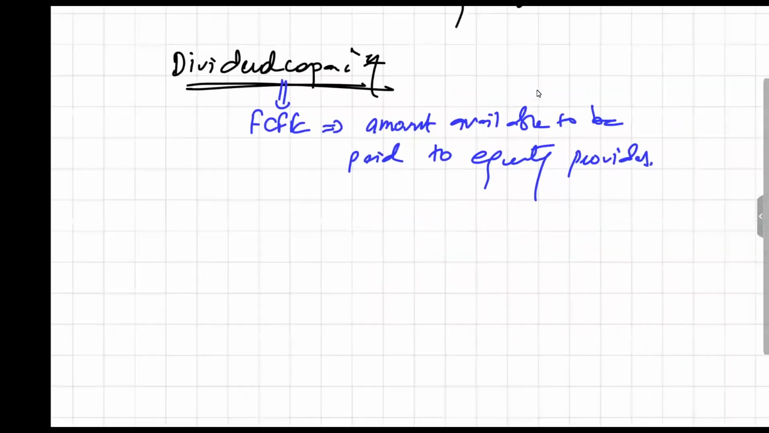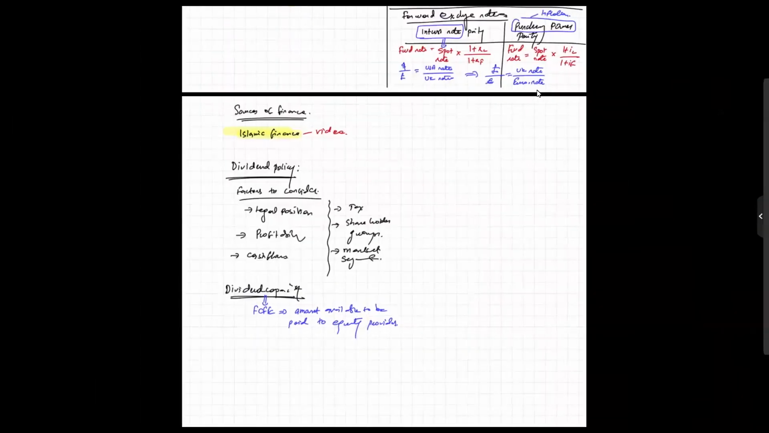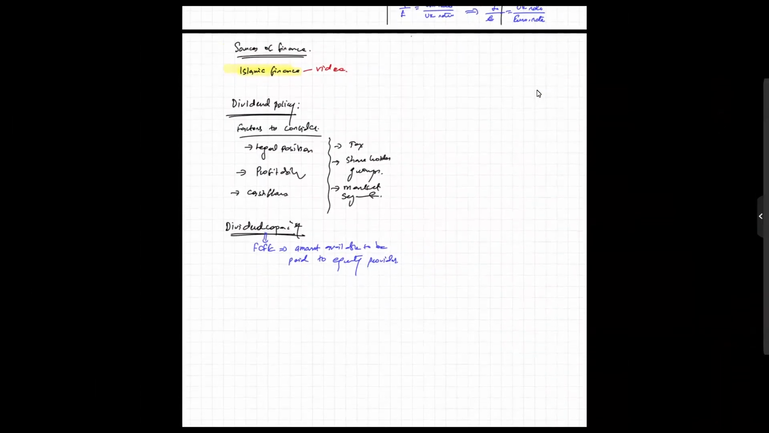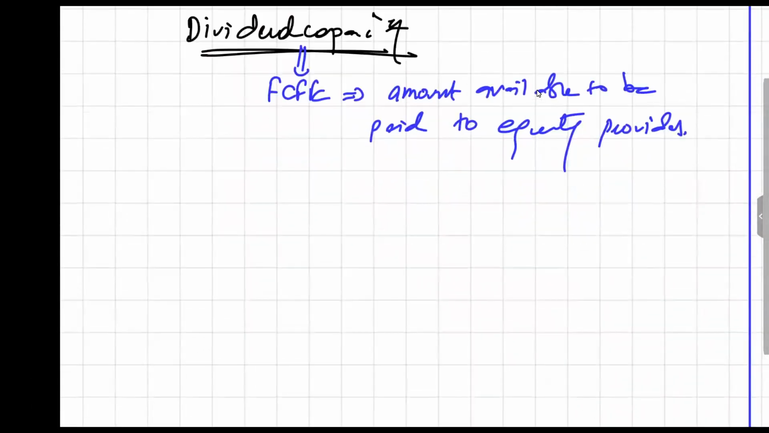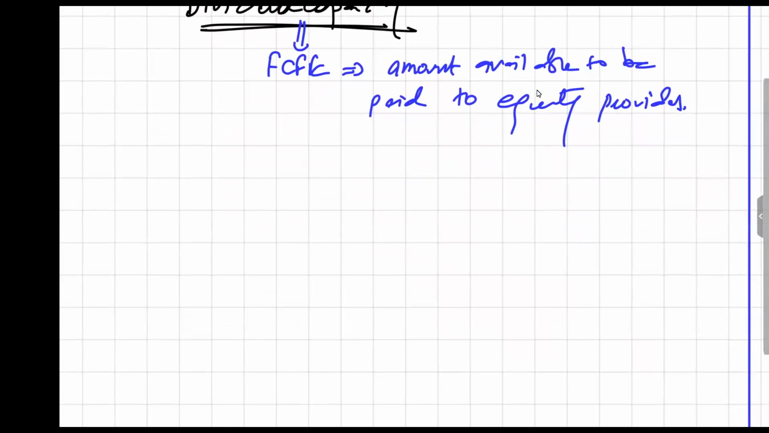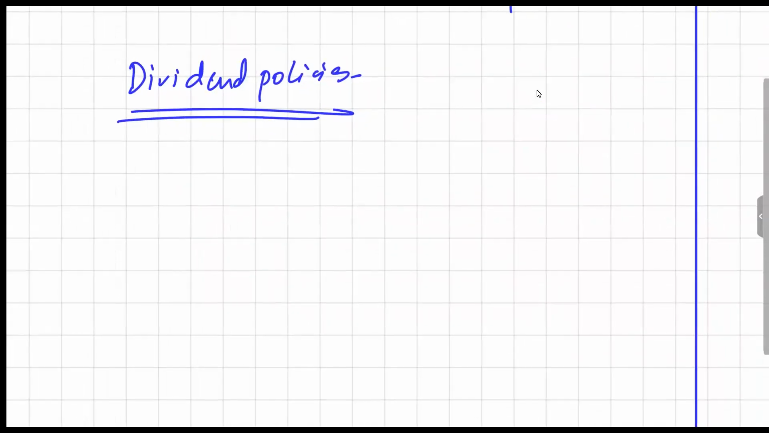So at times, the examiner might actually ask you a question saying calculate the dividend capacity. So if he says calculate the dividend capacity, you now understand what you mean by calculating the dividend capacity. You know this concept. Now let's move a bit forward and let's discuss further. There are different types of dividend policies that the entities can have. We're going to talk about those dividend policies also, that what could be the different dividend policies that the entities could have.